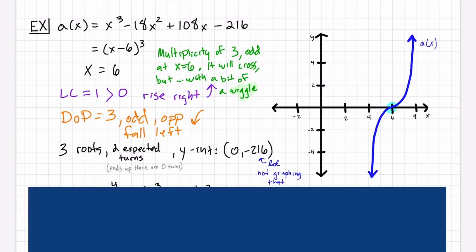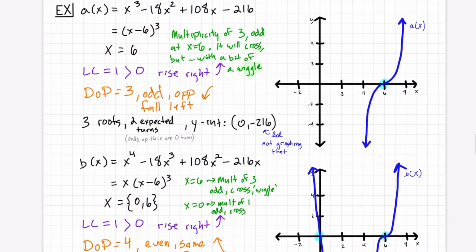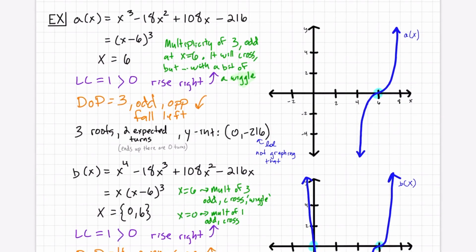All right. I'm not going to graph the y-intercept because it's at (0, negative 216). So you get the point. Way down there, it'll be crossing. All right. So all I've done is now I've just tacked on an extra x. So if you compare these two functions, they're basically the same thing. I've just multiplied an extra x across in b of x. So now I could factor out that x and then end up with the same factors, x minus 6 cubed.